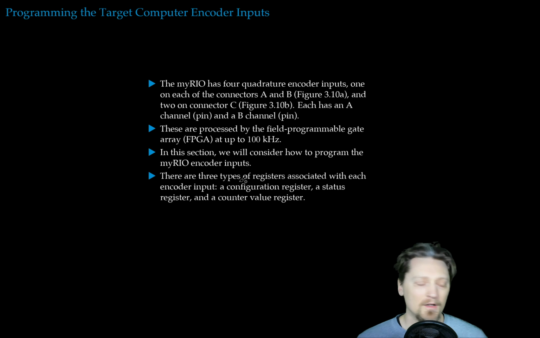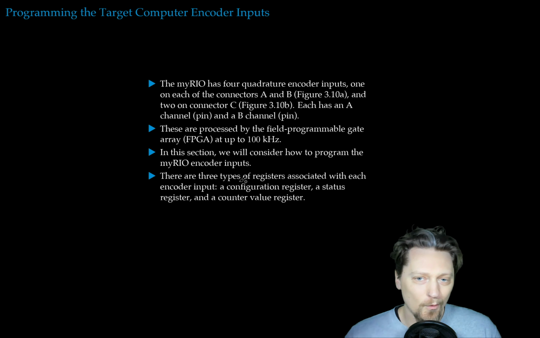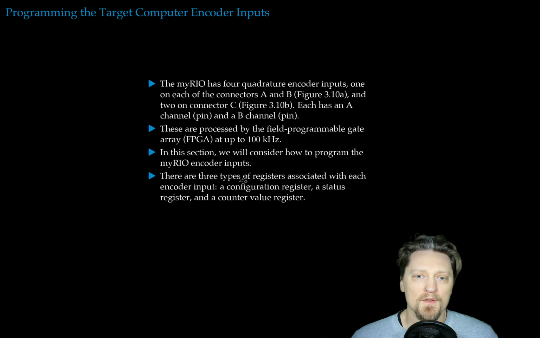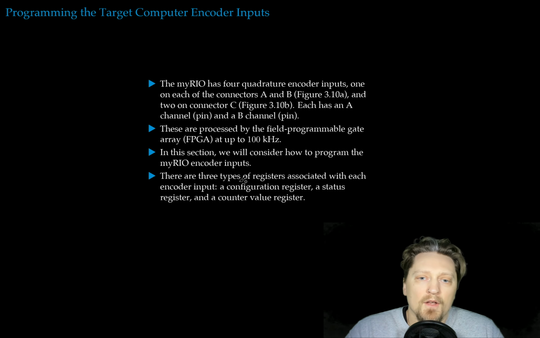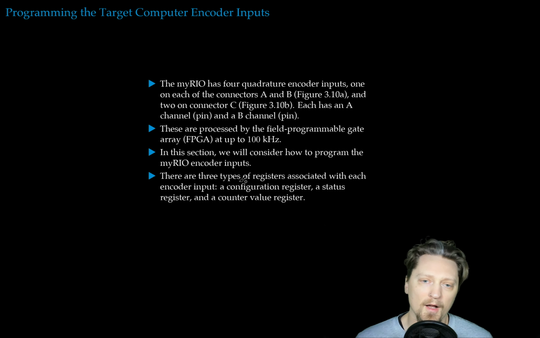The MyRio, our target computer, has 4 quadrature encoder inputs, 1 on each of the connectors A and B, and 2 on connector C. Each has an A channel pin and a B channel pin. These are processed by the FPGA at up to 100 kilohertz. Pretty good rate. In this section, we will consider how to program the MyRio encoder inputs.